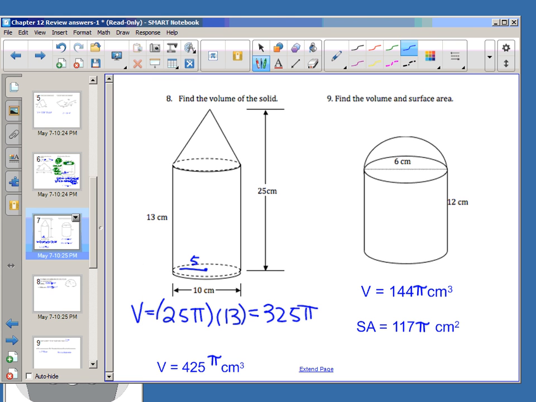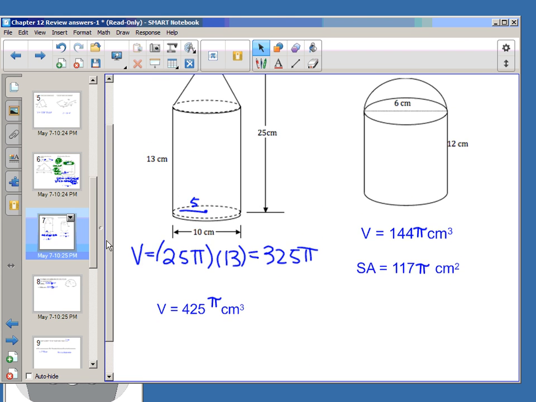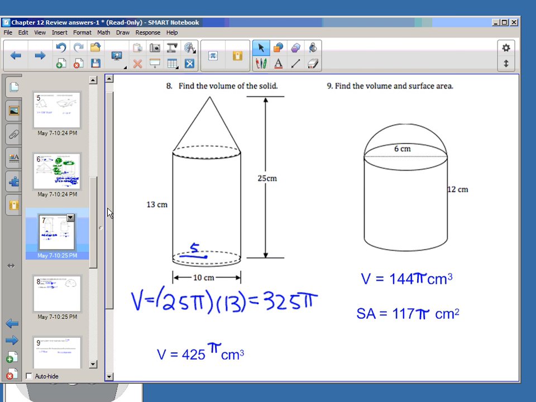The cone is a little bit more difficult. If I look at the cone here, I still know that the radius is the same, it's 5, but I need to find that height. And you see that this height is 13 and the whole height is 25. So the leftover is going to be 12. So 13 plus 12 should give me the total of 25.